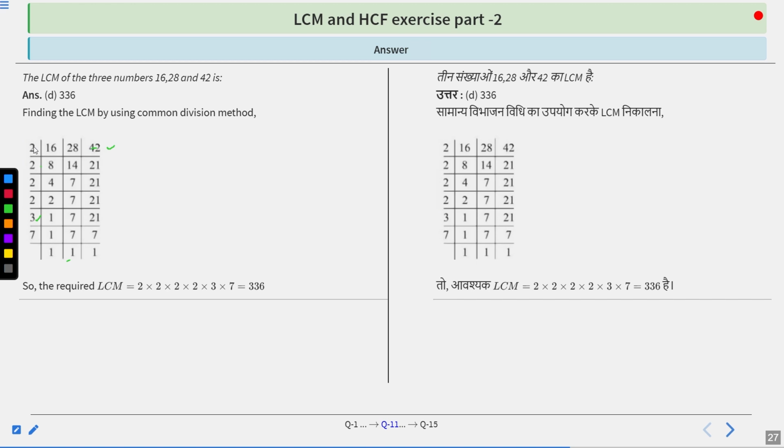Now for LCM we are going to multiply all these numbers. That is 2 into 2 into 2 into 2 into 3 into 7. That is 336. So option number D, 336 is the correct answer.